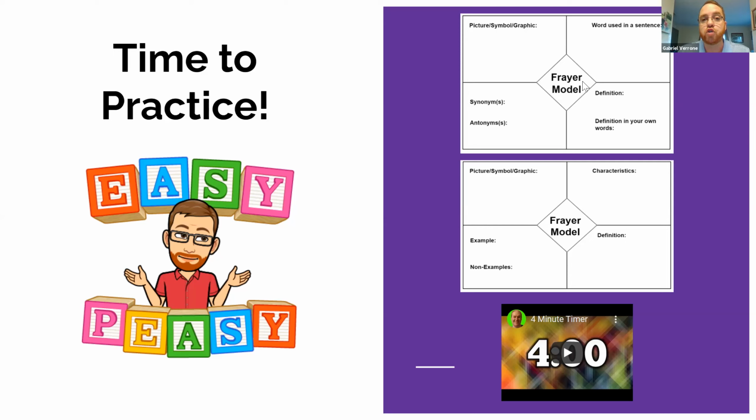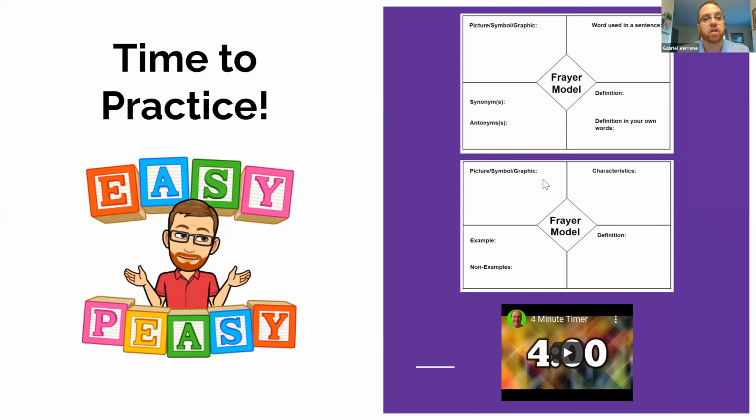I'm going to let your group choose which one you want. Do you want the top one that has picture, symbol, or graphic, word used in a sentence, definition? Again, you don't have to put two definitions. I just like, sometimes people want to provide a dictionary definition, right? Or the formal academic definition. And then some people also want children to be able to paraphrase it in their own words.